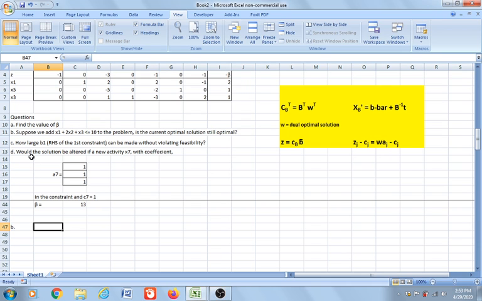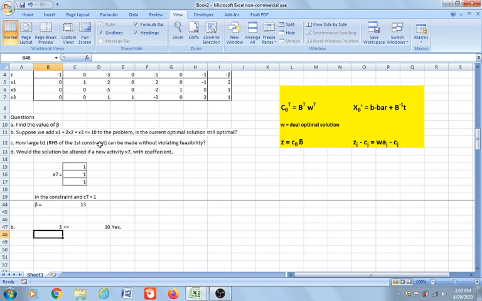So we know the value of x1. It is 2. So that's equal 2 plus 2 times x2. x2 is non-basis, so its value is 0. And then plus x3, and the value x3 is 1. So it is equal 3. So is 3 less than or equal 10? Yes, 3 is less than or equal 10.